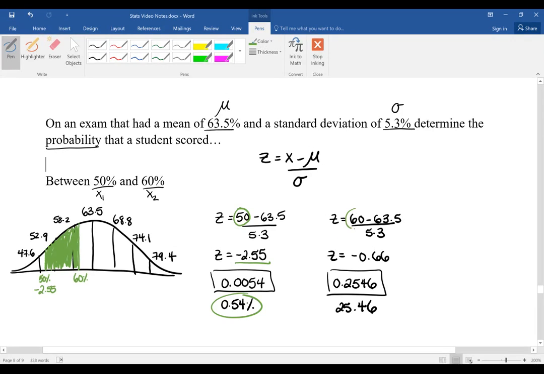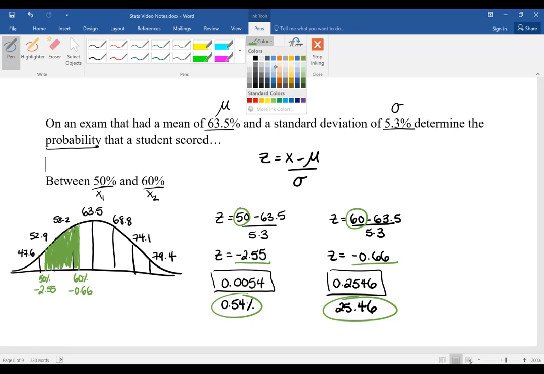If we now look at the next part, at 60%, that was representing a Z-score of negative 0.66. And as a percentage, we had 25.46. So there's a 25.46% probability that the student would score below 60%. So what we've done is counted this little piece twice.